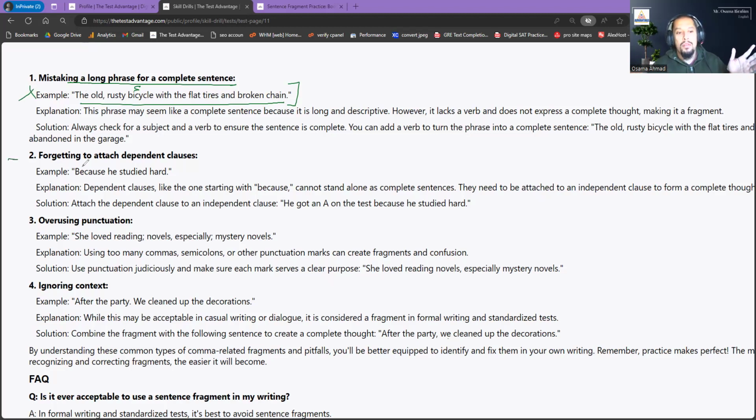Another problem: forgetting to attach a dependent clause. So now, "because he studied hard." Period. As we said, if there's a dependent clause, I must complete it with a complete idea, an independent clause.